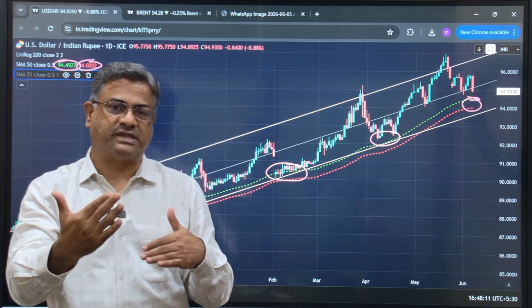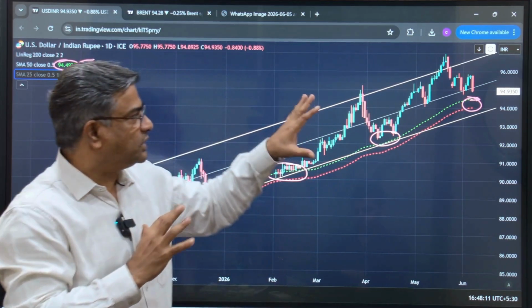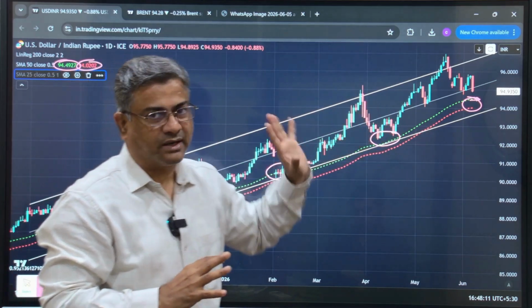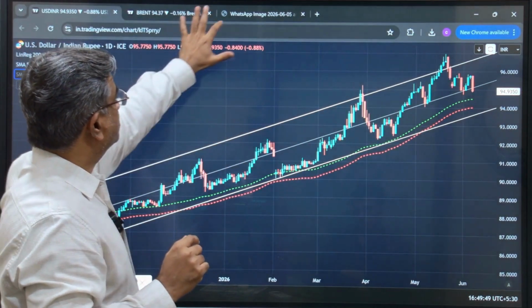Okay, another 1% lower in the dollar INR. So that is it on the dollar INR and all the market timing techniques. Now let me come to the option premiums.